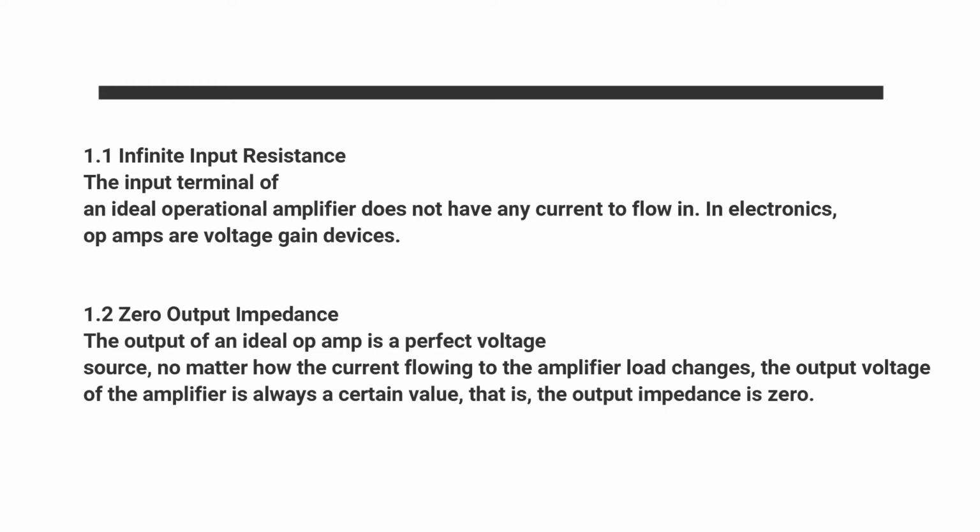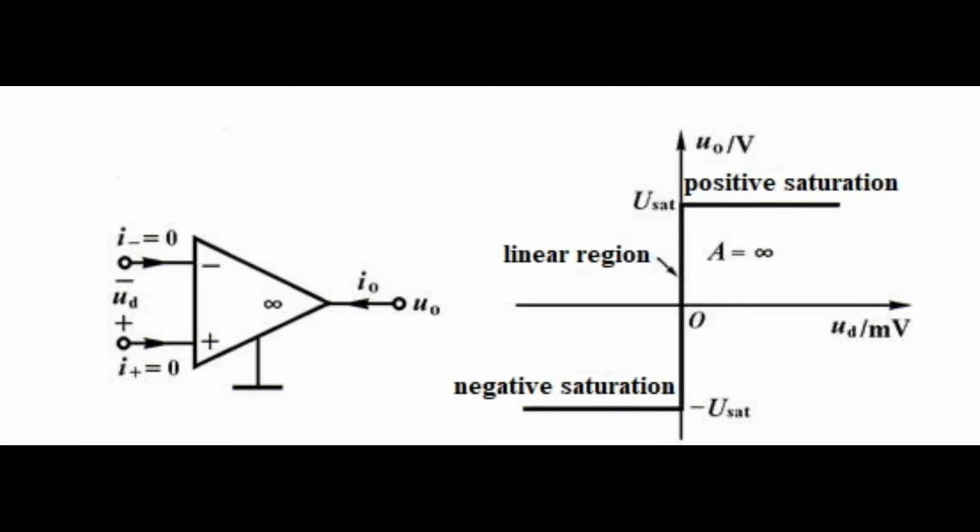Next is zero output impedance. The output of an ideal OP-AMP is a perfect voltage source. No matter how the current flowing to the amplifier load changes, the output voltage of the amplifier is always a certain value, that is, the output impedance is zero. This is the ideal OP-AMP symbol and transfer characteristic curve. The transfer characteristic curve has a linear region, positive saturation and negative saturation.